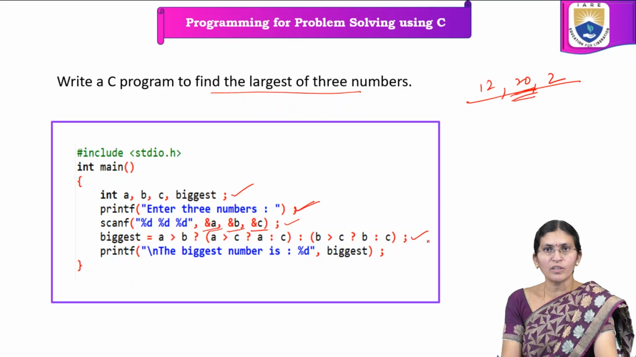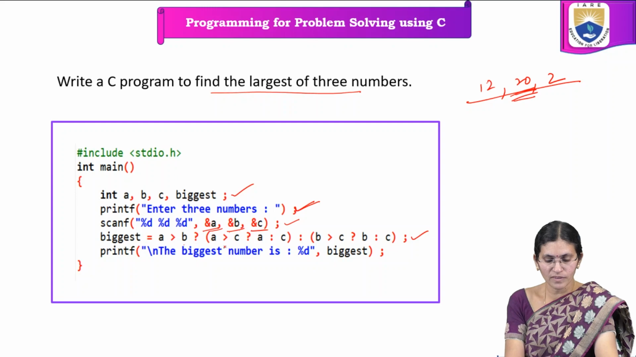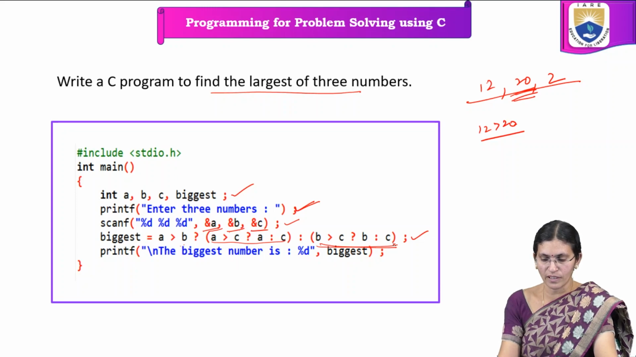You can write this by using simple if-else statements also. This is the other way we can write the program. If A is greater than B, then this is evaluated. If this condition is false, then this statement is evaluated. Now suppose we enter these values. Here 12 is greater than 20, so this is false. When it is false, this statement will be evaluated.